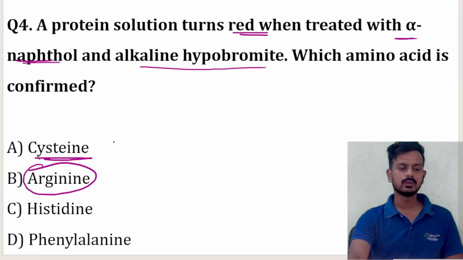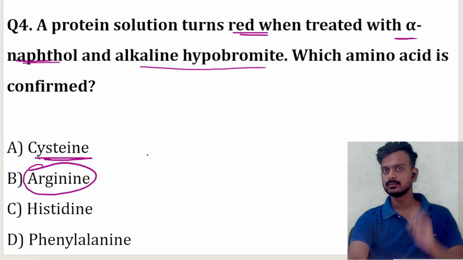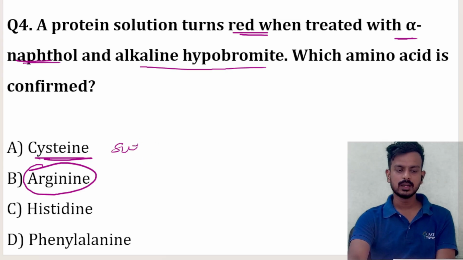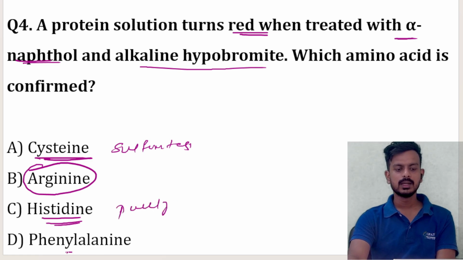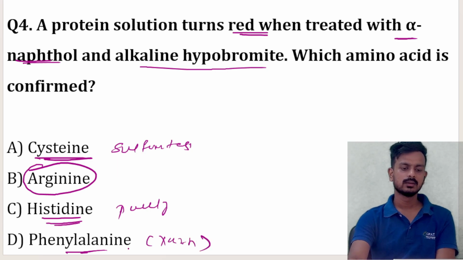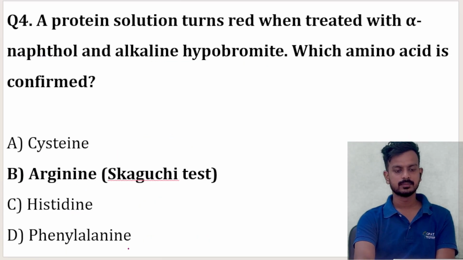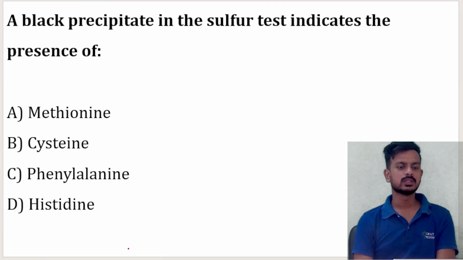Cysteine is detected by which test? Sulfur test. Okay. Histidine, Pauli's test. Phenylalanine, xanthoproteic test. Okay. Next question. Sakaguchi test. Okay. Next question.